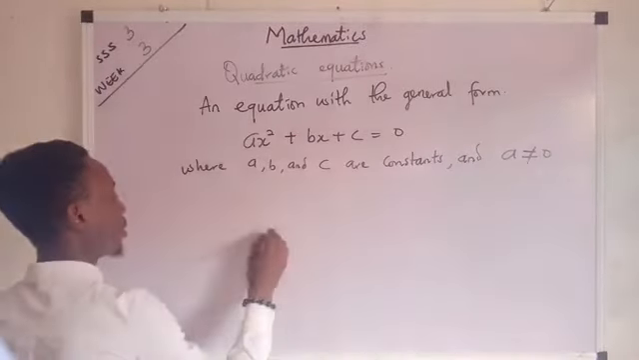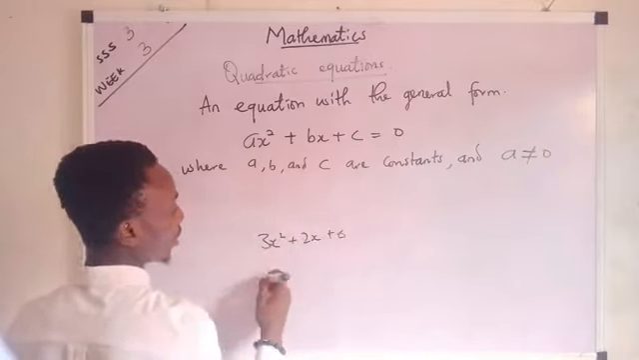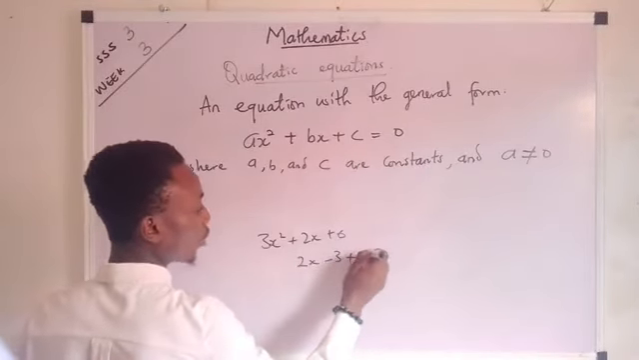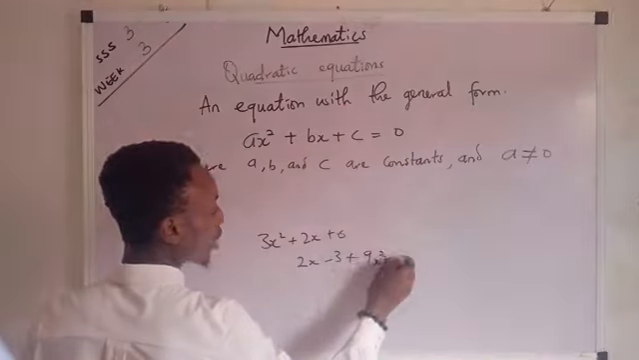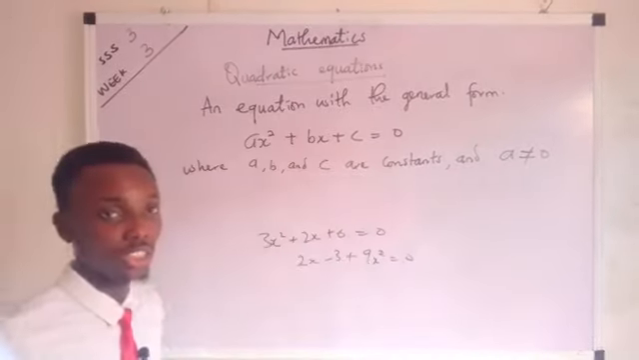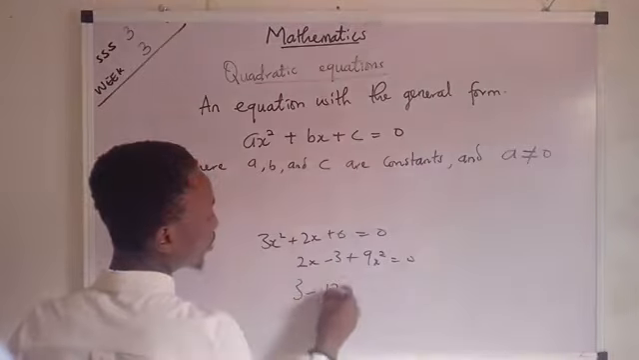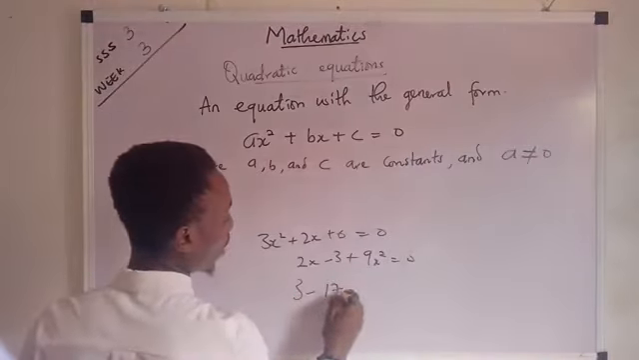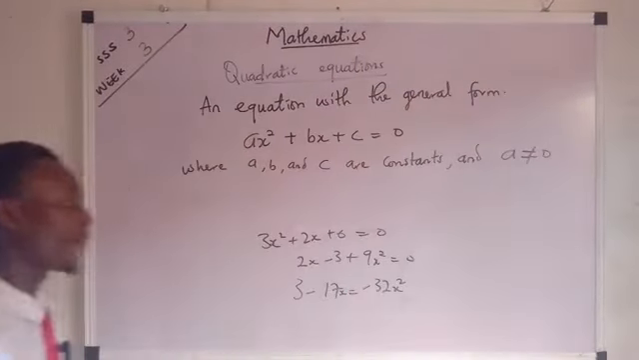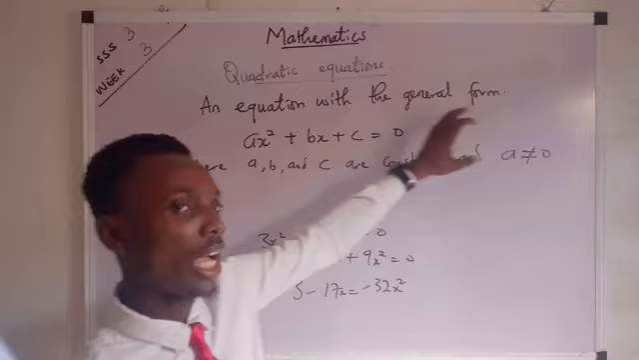For example, 3x squared plus 2x plus 6, and 2x minus 3 plus 9x squared. They are both quadratic equations. You can always rearrange it. Are you getting me? 3 minus 17x is equal to minus 32x squared. This you can always rearrange in this form. Are you getting me now?